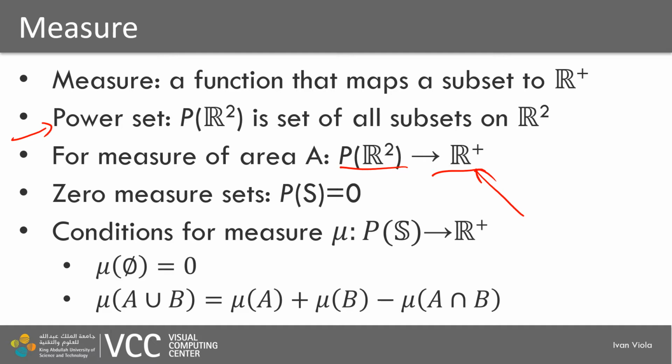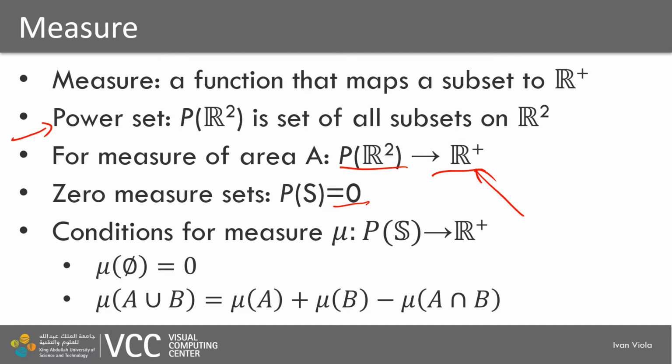For a measure, we have to have also a zero measure. For example, we define the zero measure sets as the power set of all subsets where the value is zero. So this would be, for example, all the points on the R2 where the area will be zero. Or, for example, all the lines on R2 which have zero area will also be part of this power set.